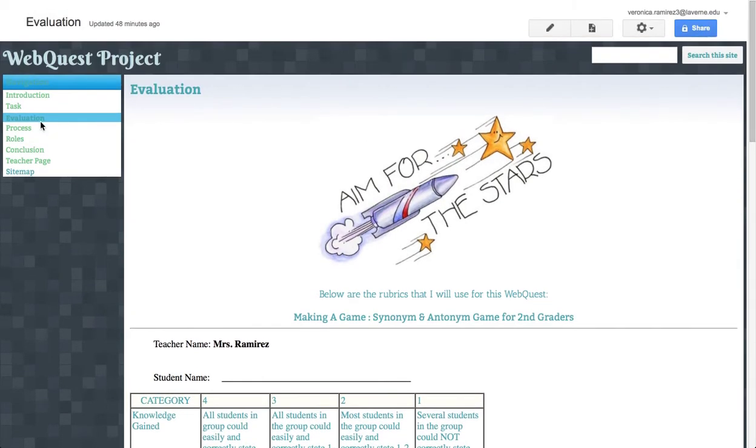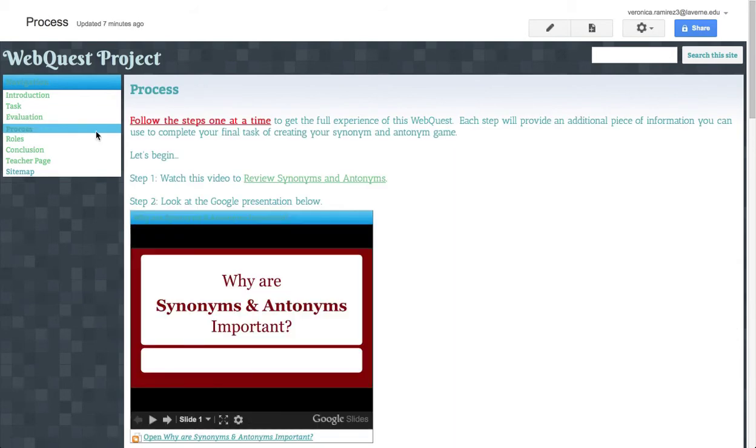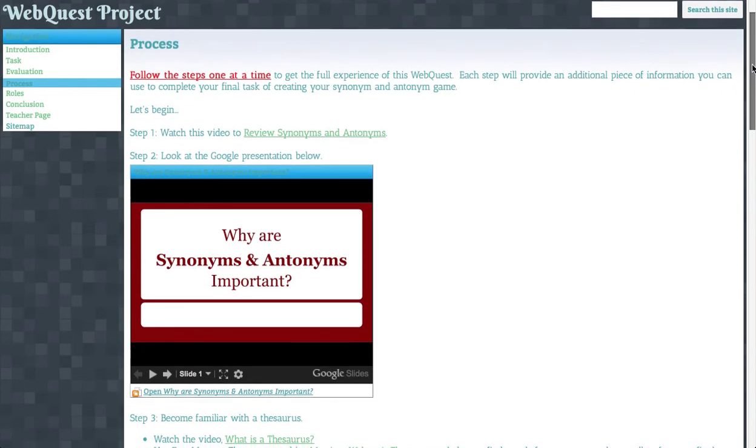The next step we have is the process page. Here I explain every task that they'll be going through from beginning to end. And as you can see in red, I have put down: follow the steps one at a time to get the full experience of this WebQuest, because each step has a purpose for the very final project.